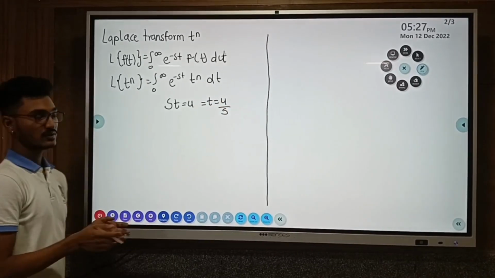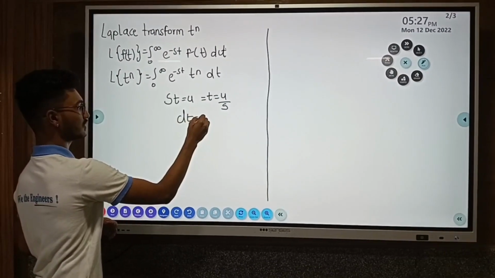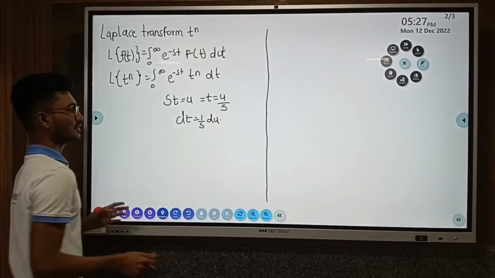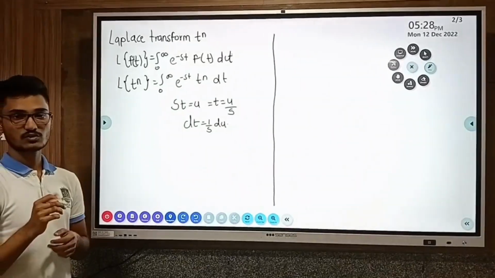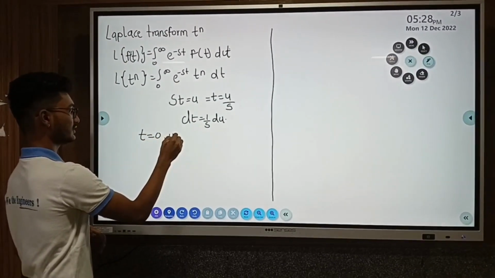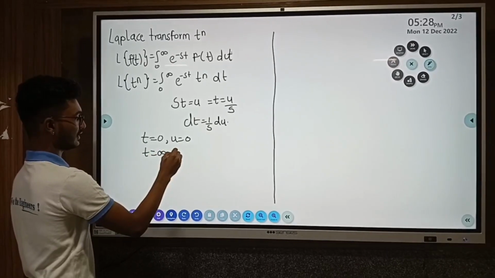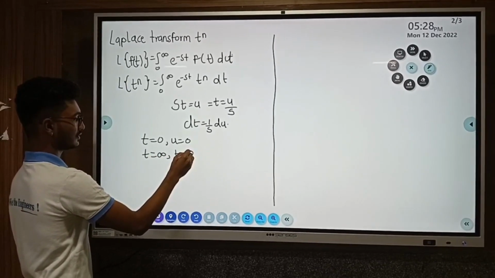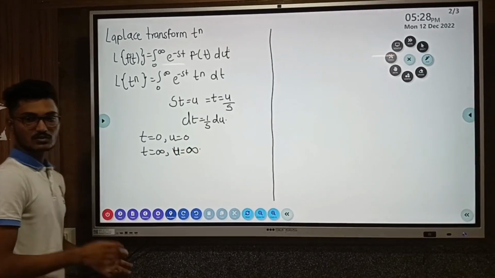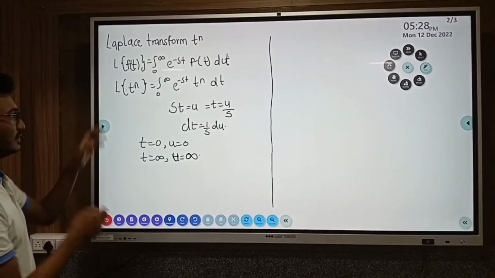So after that we will differentiate this term. So dt is equal to 1 by s into du. After that we will put t is equal to 0, u is equal to 0, and t is equal to infinity, u is equal to infinity. So after that we will put these values in this formula.